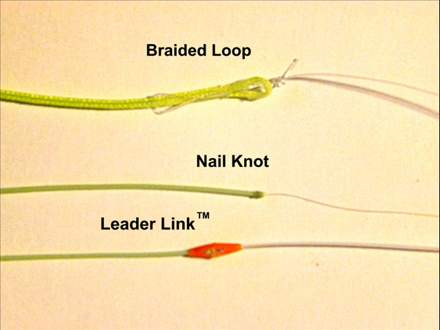The most common fly line to leader connections are the braided loop, the nail knot, and a product you may not know about called the leader link, which is a nylon link that connects the fly line to the leader.